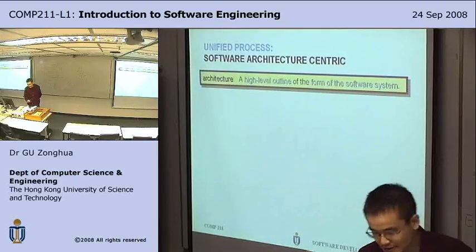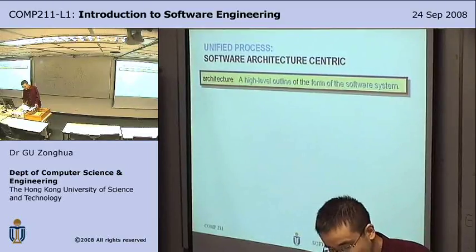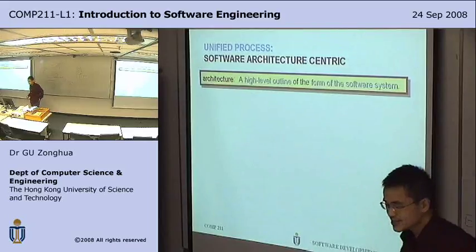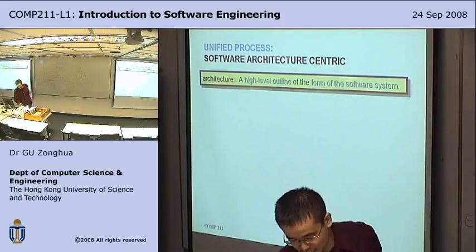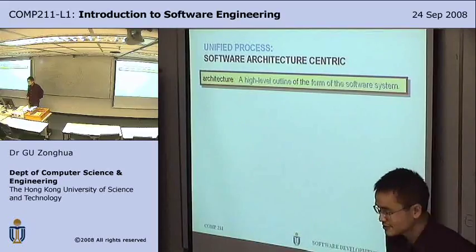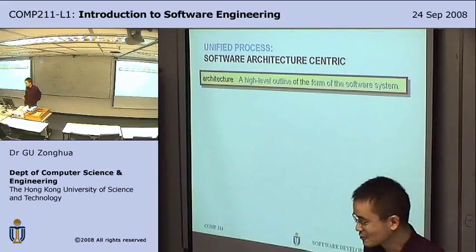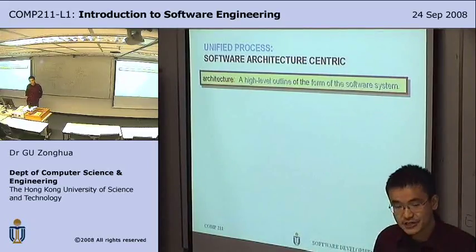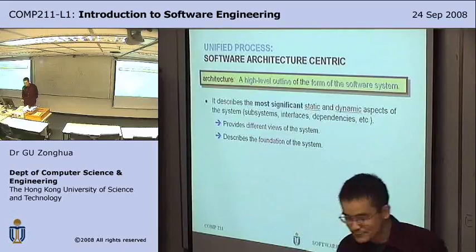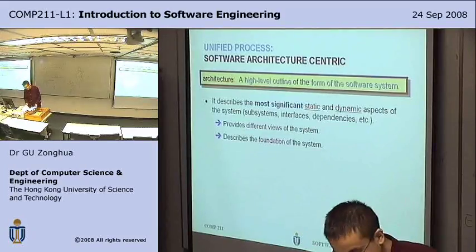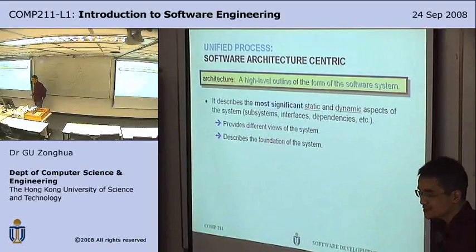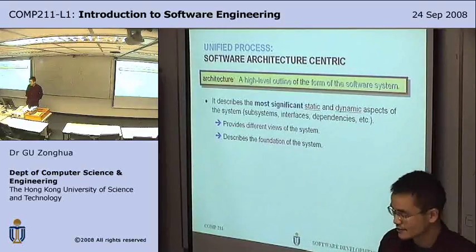Another characteristic of unified process is that it's architecture centric. Architecture, in its traditional meaning, is a high-level outline of the form of the software system. It's a skeleton of the software system. It describes the most significant static and dynamic aspects of the system, including subsystems, interfaces, and dependencies between them.